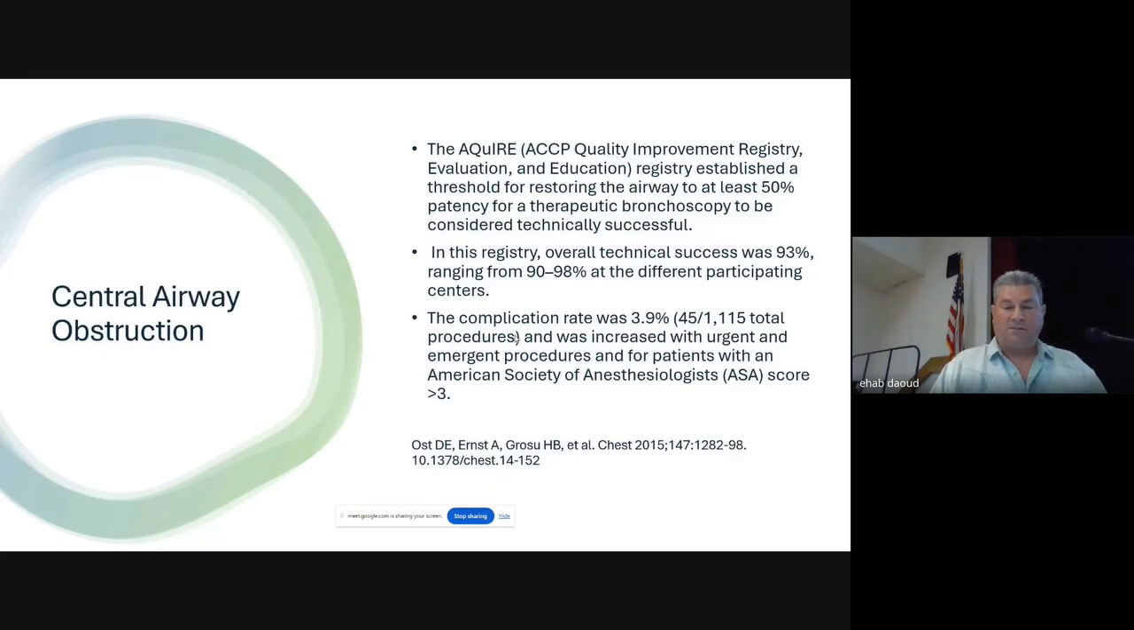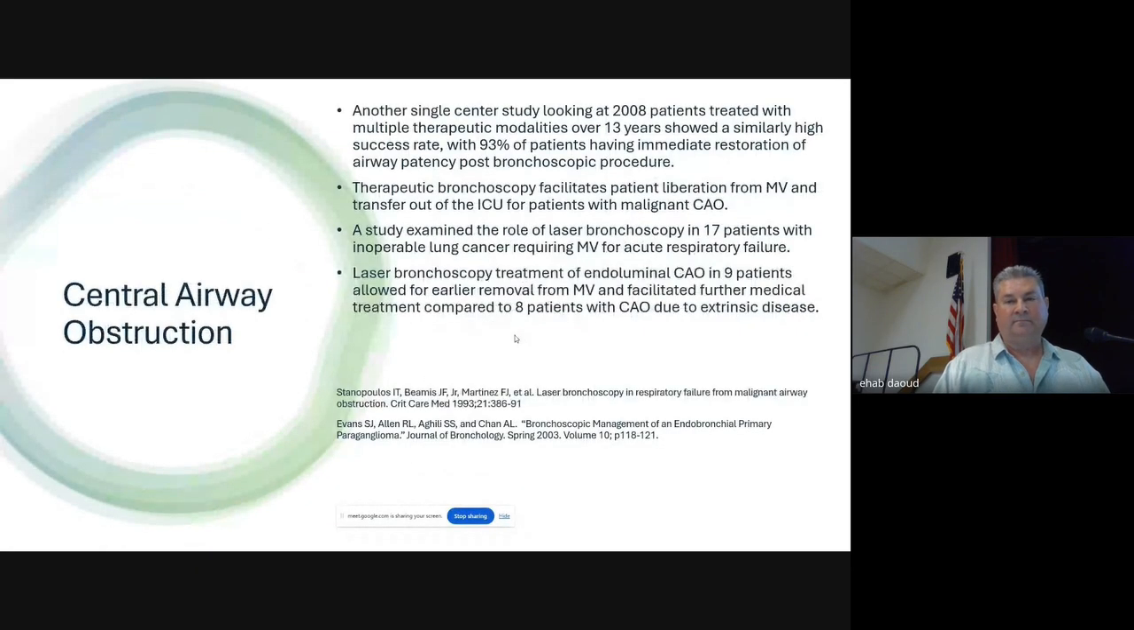So Ernst's group published this article in Chest saying that at an experienced institute, you're pretty successful at relieving the central airway obstruction with these methodologies. So if you have people that are trained to do it, it can be a good way to get somebody off the ventilator. And the complication rate is reasonable. It's not zero, but probably mostly bleeding. So again, like I said, these types of procedures of relieving the central obstruction can get patients off the ventilator faster, and that's what we're trying to do.